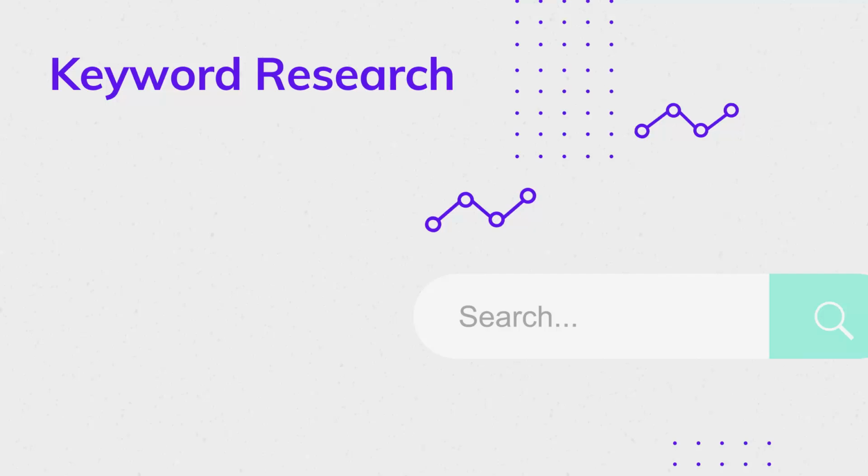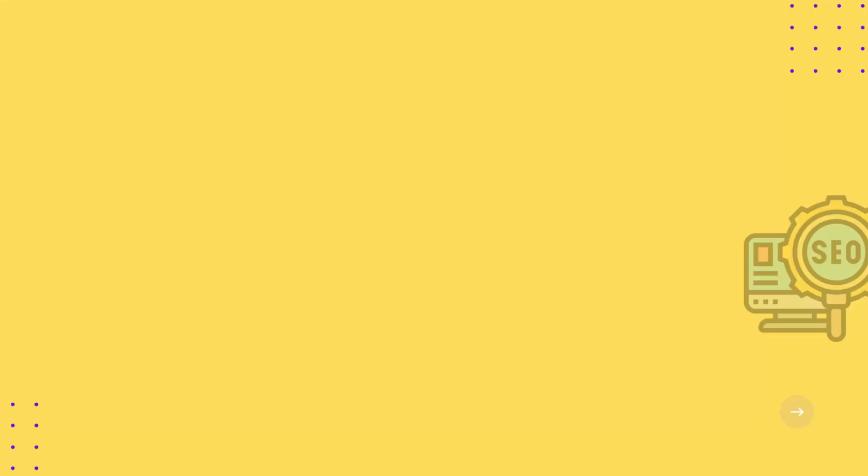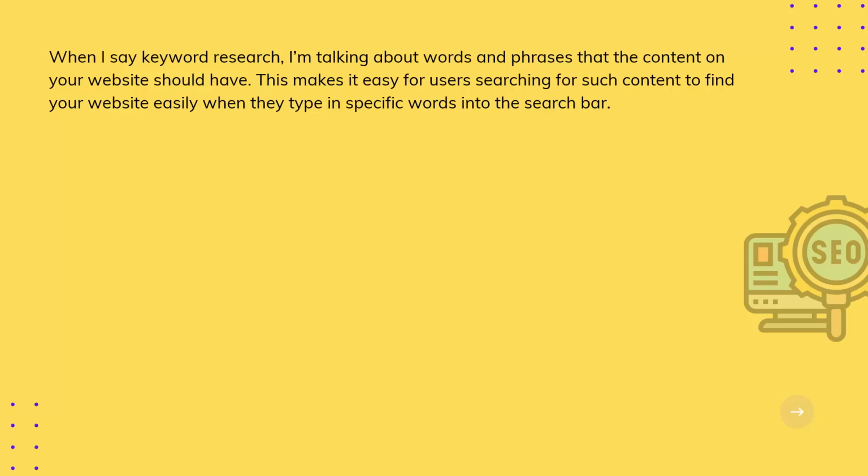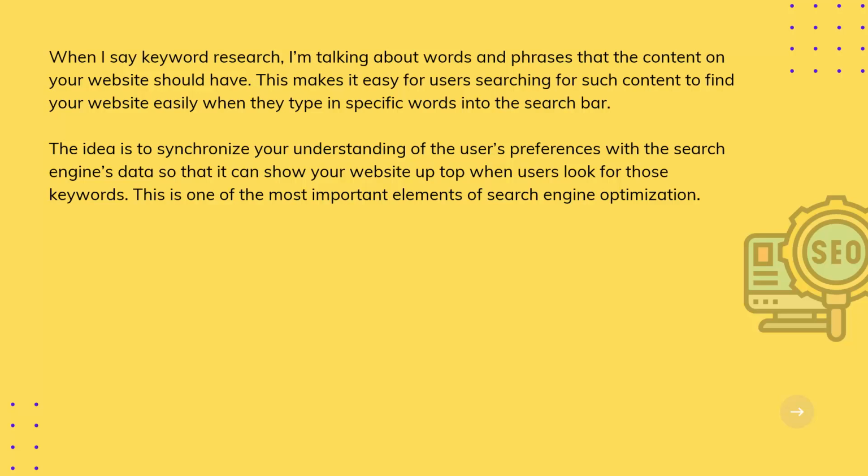Keyword research. When I say keyword research, I'm talking about words and phrases that the content on your website should have. This makes it easy for users searching for such content to find your website easily when they type specific words into the search bar. The idea is to synchronize your understanding of the user's preferences with the search engine's data, so that it can show your website up top when users look for those keywords. This is one of the most important elements of search engine optimization.